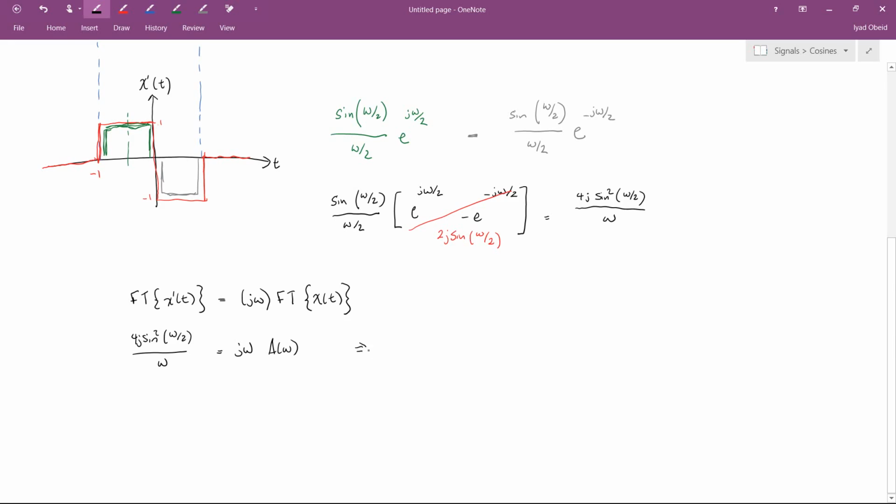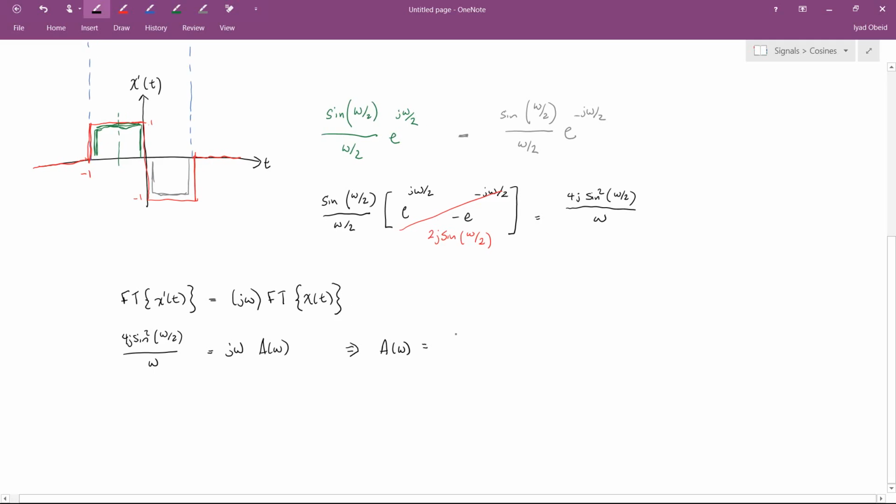And therefore, I can just divide through by j omega, and without hardly any trouble, I've determined that the Fourier transform of the original signal is sine of omega over 2 divided by omega over 2, and then the whole thing squared. Okay, so it's basically a sinc squared function. Alright, not an integral in sight. See how easy that was?